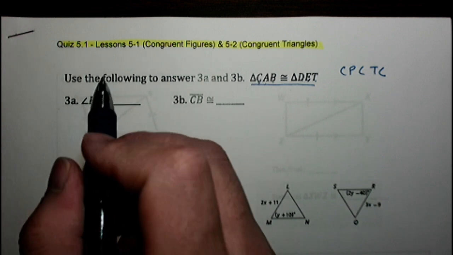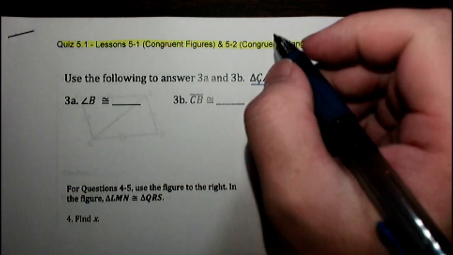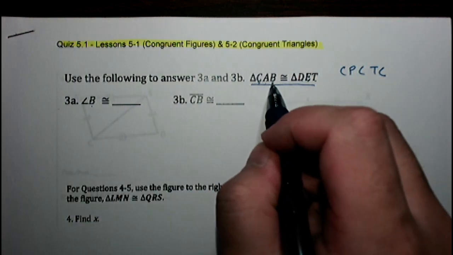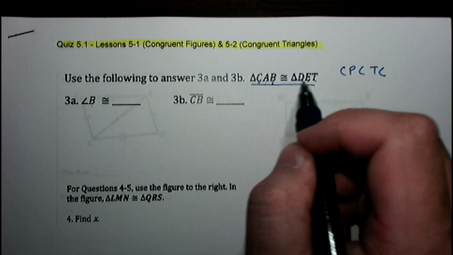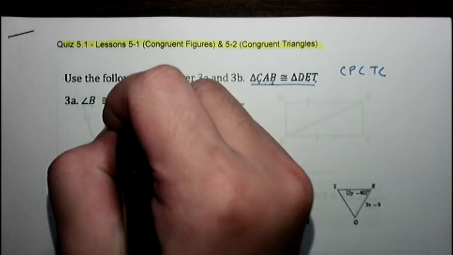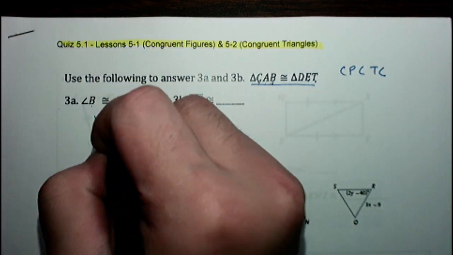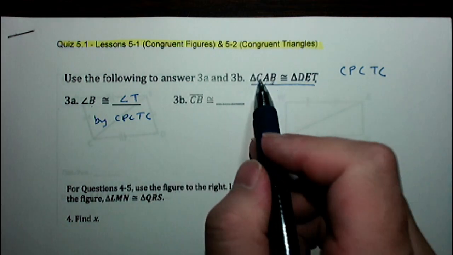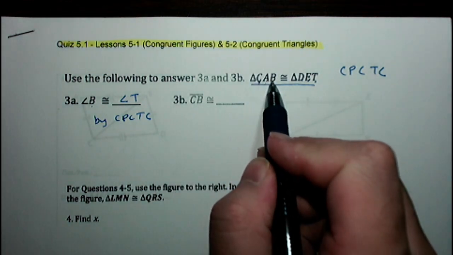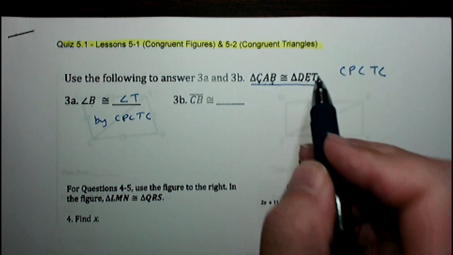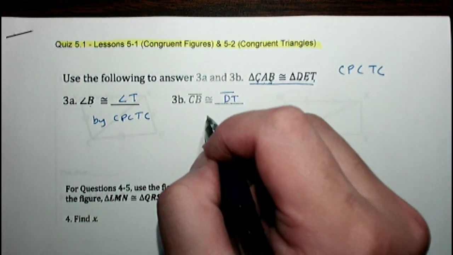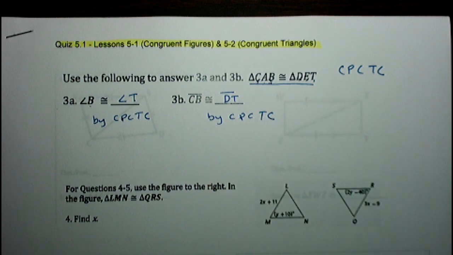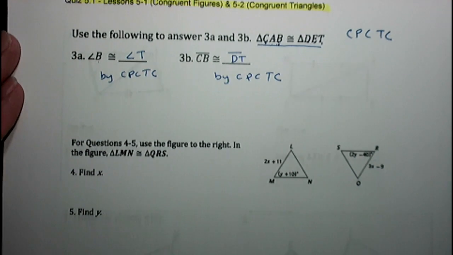So here we go. We're going to use the given statement here. This is a congruent statement, by the way. Angle B, this is angle B of this triangle. It's the third letter. Therefore, it's congruent to angle T. Again, by CPCTC. Line segment CB, here's the first and the third. It's congruent to line segment DT. All right, so I'm going to go ahead and move on here.